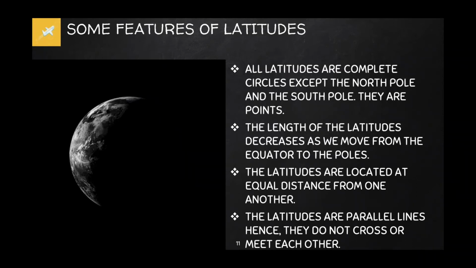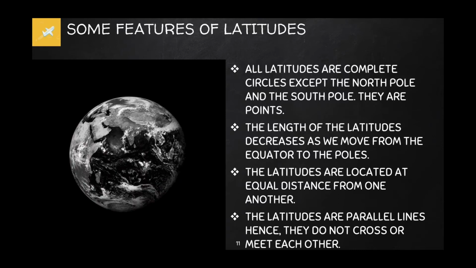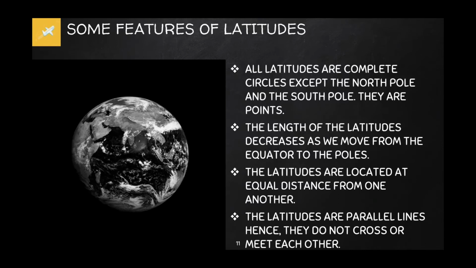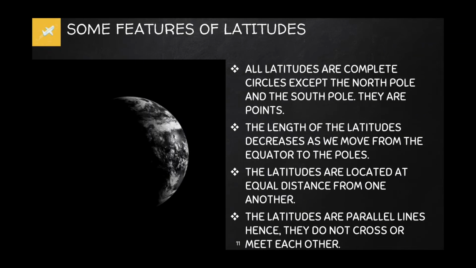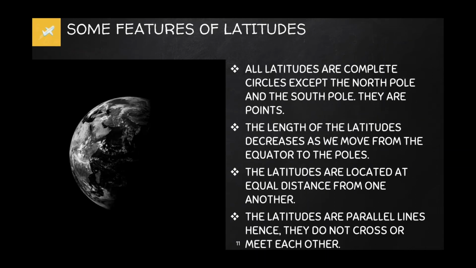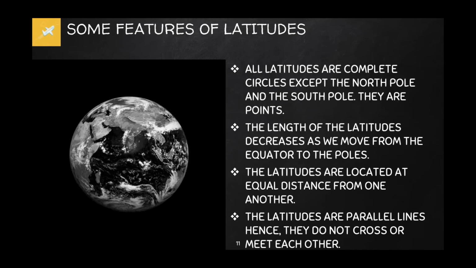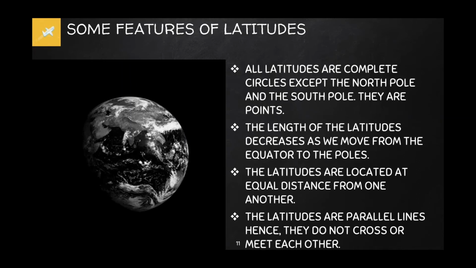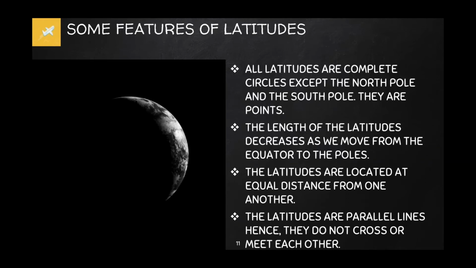Let's discuss some features of latitudes. All latitudes are complete circles except the North Pole and the South Pole. They are points. The length of the latitudes decreases as we move from the equator to the poles. The latitudes are located at equal distance from one another. The latitudes are parallel lines, hence they do not cross or meet each other.